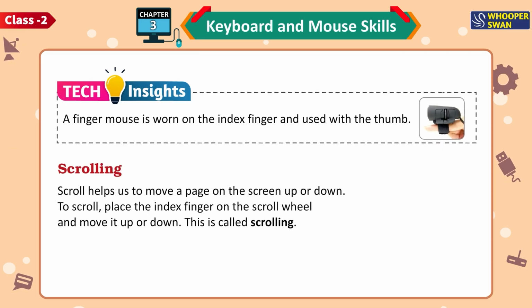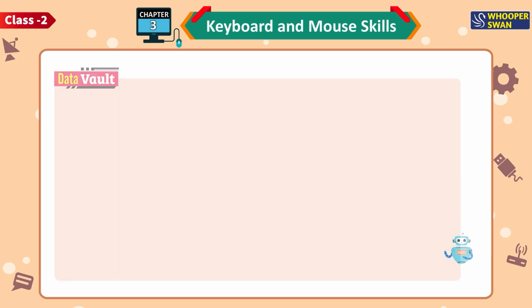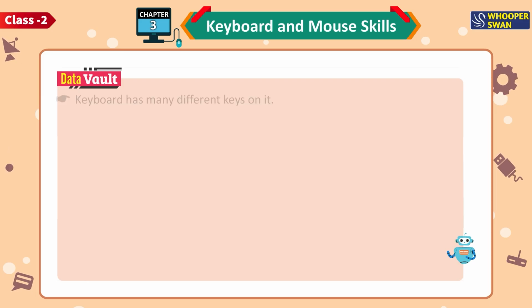Scrolling. Scroll helps us to move a page on the screen up or down. To scroll, place the index finger on the scroll wheel and move it up or down. This is called scrolling. Data vault.